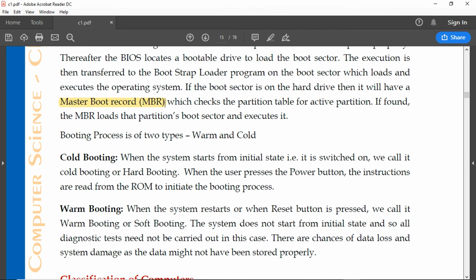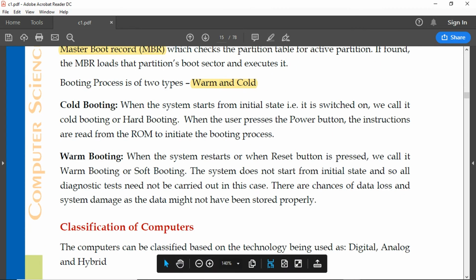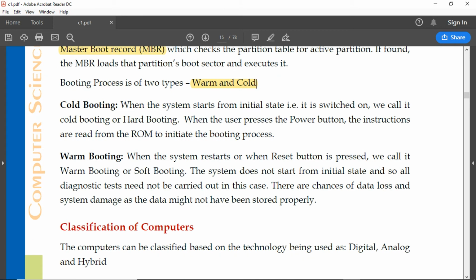The booting process is of two types: warm and cold. Cold booting: when the system starts from the initial state, i.e. it is switched on, we call it cold booting or hard booting. When the user presses the power button, the instructions are read from the ROM to initiate the booting process.